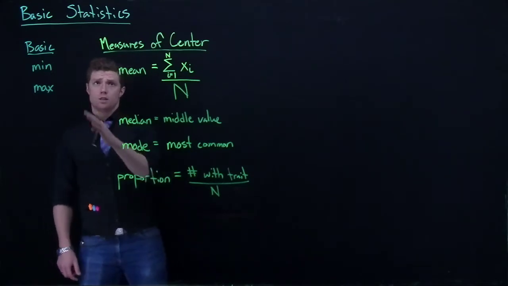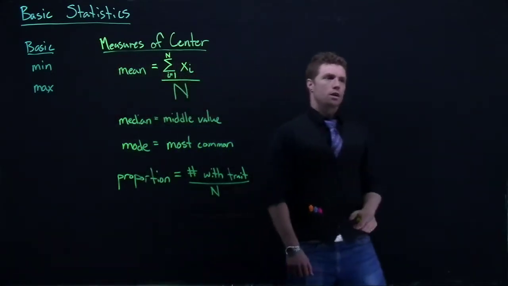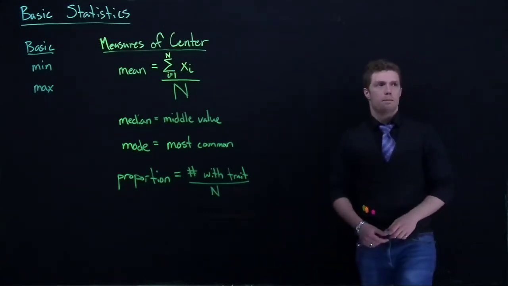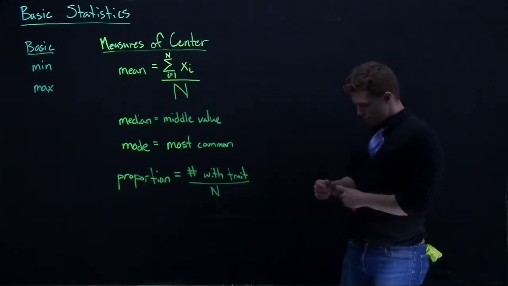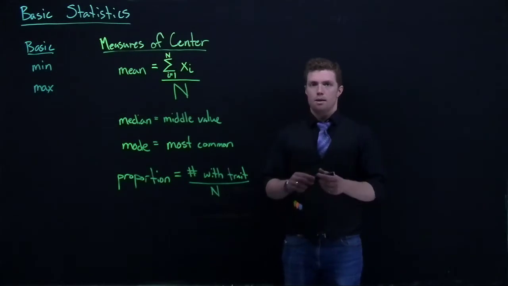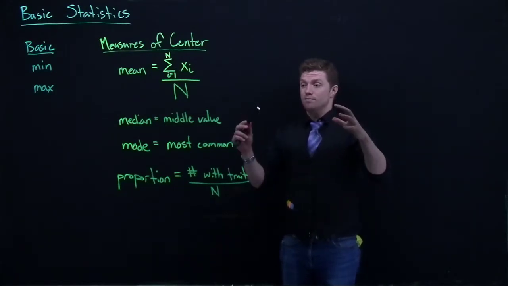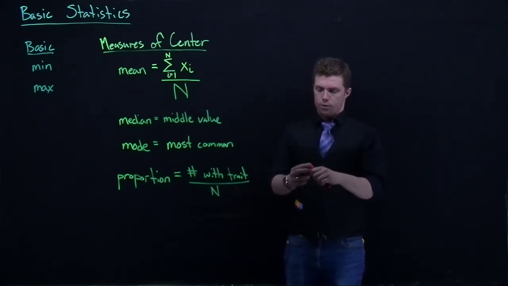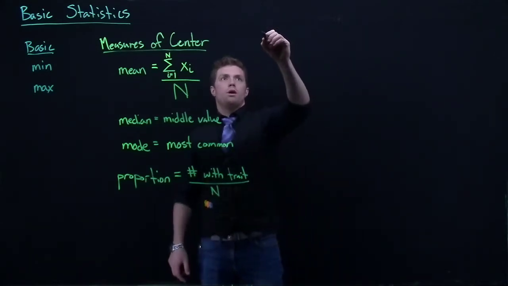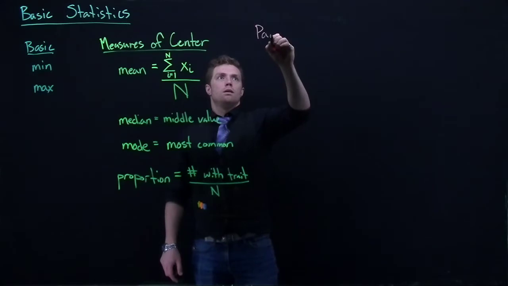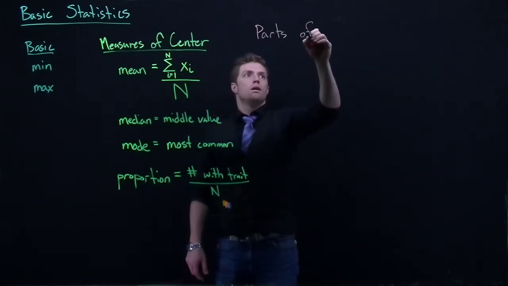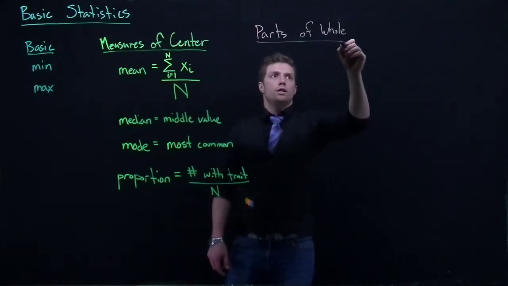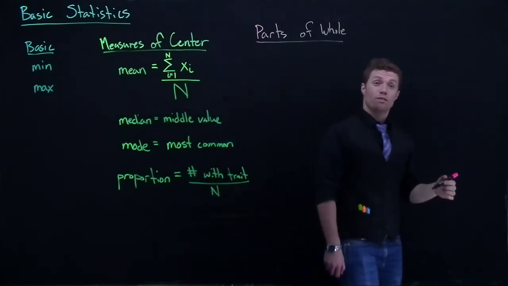Okay, so we have basic measurements, and we've got measures of center. The next thing that I want to do is talk about the parts of the whole. We have a couple of different ways that we can talk about parts of the entire. Give me a second and I will walk through this. So we'll call this parts of whole. Some of these, once I get into them, you will have heard before.